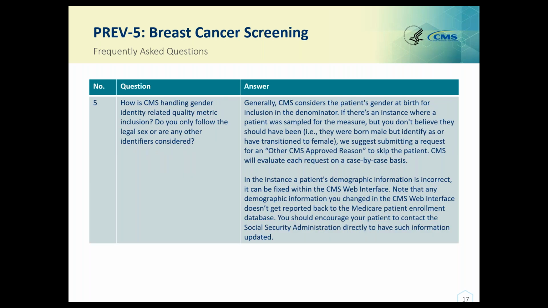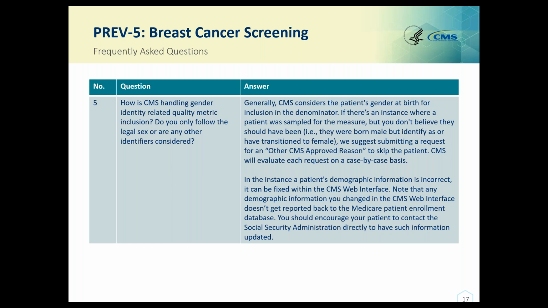Question 5 is, how is CMS handling gender identity related to quality metric inclusion? Do you only follow the legal sex, or are other identifiers considered? The answer is that generally, CMS considers the patient's gender at birth for inclusion in the denominator. If there's an instance where the patient was sampled for the measure, but you don't believe they should have been, if they were born male or identify as having transitioned to female, we suggest submitting a skip request for other CMS-approved reason to skip the patient, and CMS will evaluate these on a case-by-case basis.